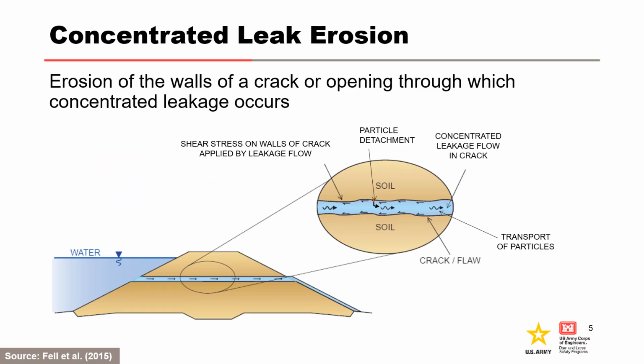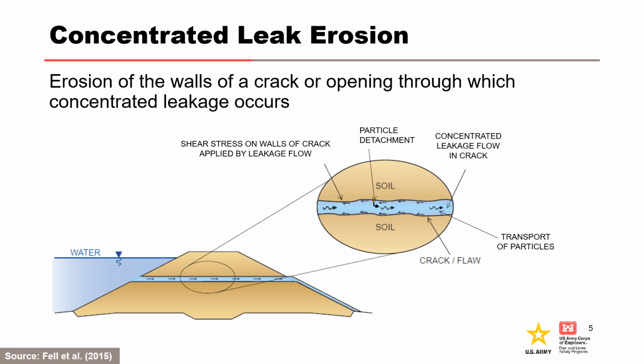Concentrated leak erosion is a form of scour that refers to an internal erosion process involving leakage flow through an opening in the soil or rock mass. Openings can be cracks, gaps, or other defects in the embankment, or open defects in the soil or rock mass in the foundation. The process is distinguished from other processes of internal erosion by the soil particles eroding from the sides of the opening.